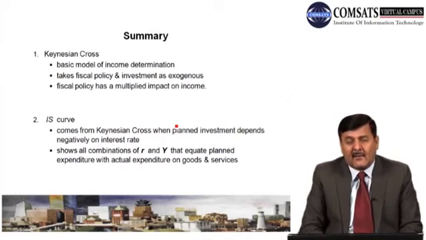But Keynesians say that government can also use fiscal policy instead of monetary policy to stabilize the economy. So they have given their own model, which is known as the Keynesian cross, the basic model of income determination. It takes fiscal policy and investment as exogenous variables. Fiscal policy has a multiplied impact on income.